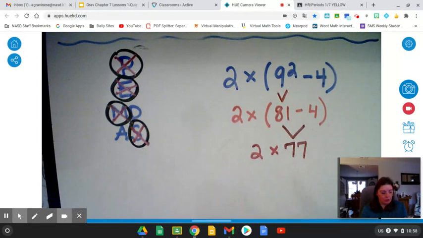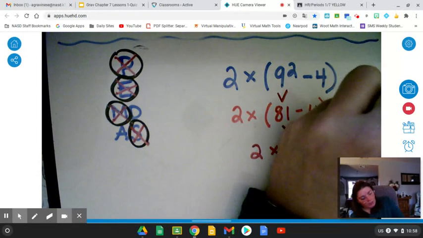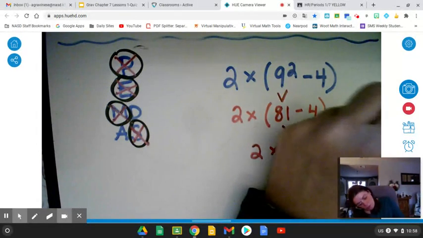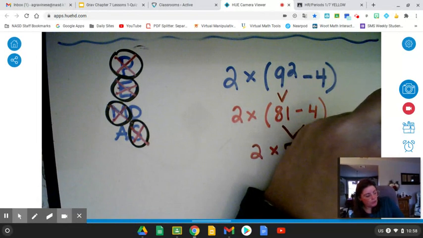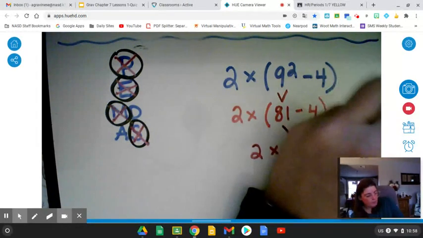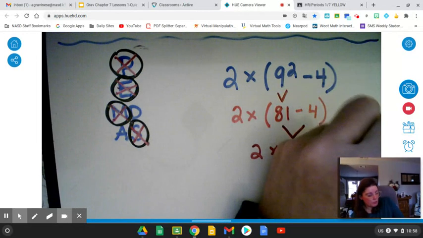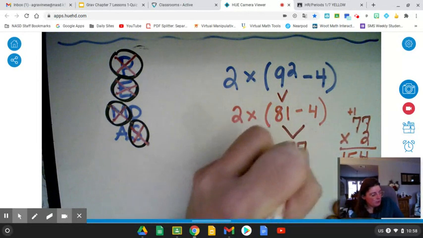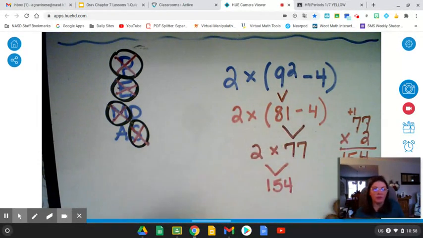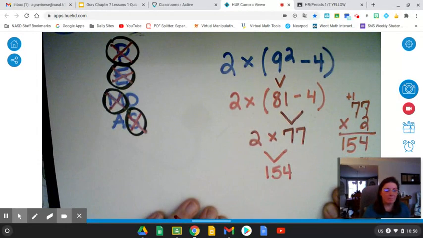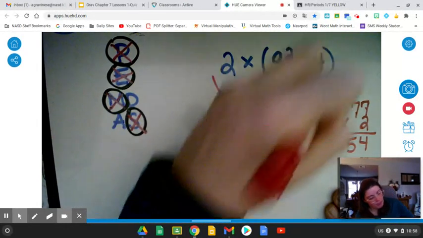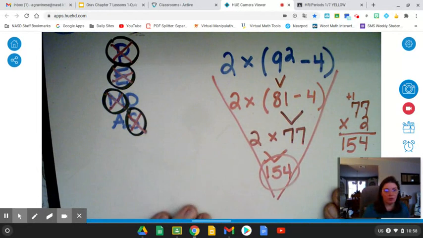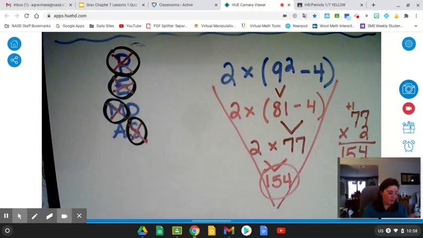Then I have to go back and do my multiplication and take 2 times 77. So the numbers are a little larger here, but it's still the same method. And we could, of course, take 77 twice. 2 times 7 is 14. 2 times 7 is 14 plus 1 is 15. So we get 154. We still have that nice V shape. And we've done all of our steps in order. So this is a more complicated problem.